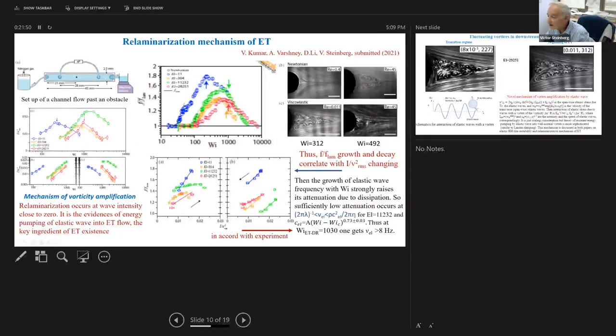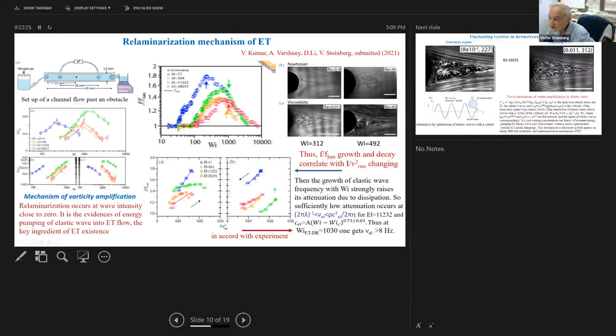Now, we try to understand what is the reason for re-laminarization. And the reason for re-laminarization is actually the interaction of elastic waves with vorticity. What we show is that, first of all, the intensity of elastic waves behaves for different elasticity in this way. For the largest elasticity, it's here, it's going up in the elastic turbulence regime, and it's suddenly going down.